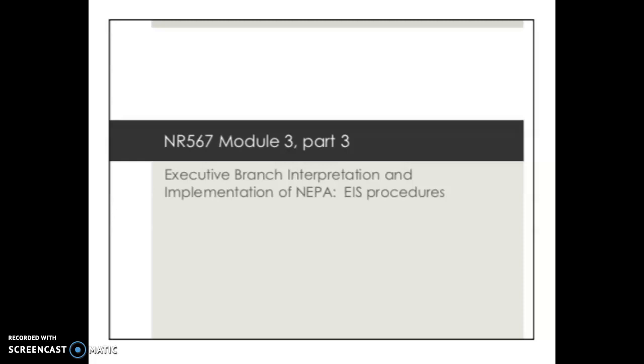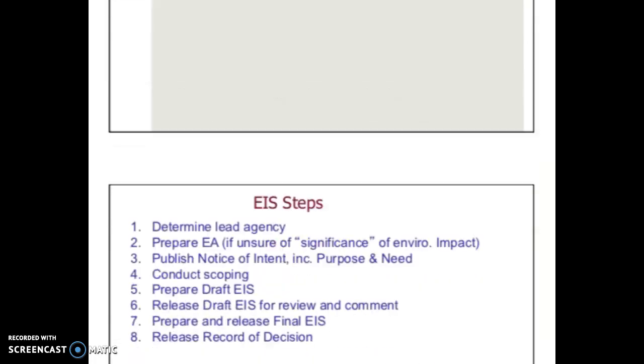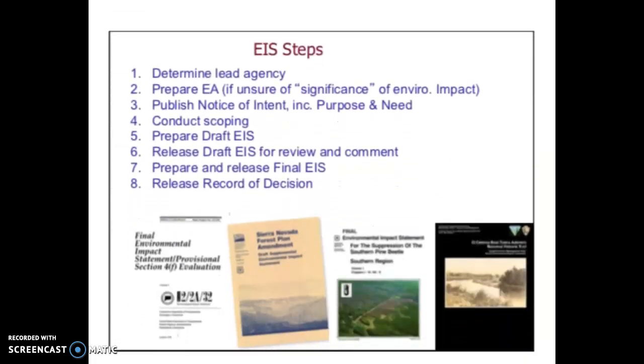All right, welcome to part 3 of Module 3, where we talk about EIS procedures. So you can see here we've outlined 8 steps that are taken in the preparation of an EIS, and I'm not going to read through these. We'll go through these as we move along.